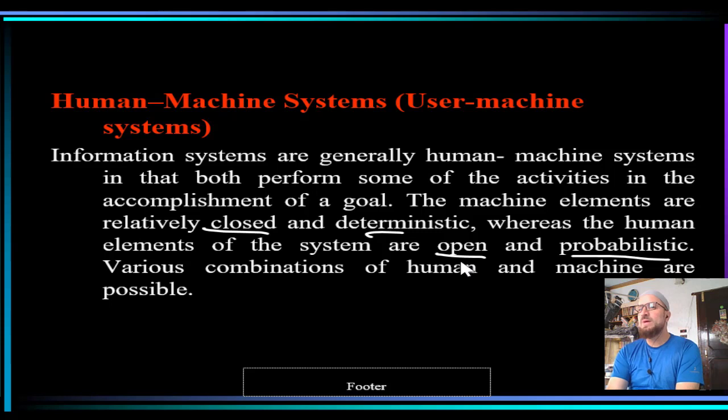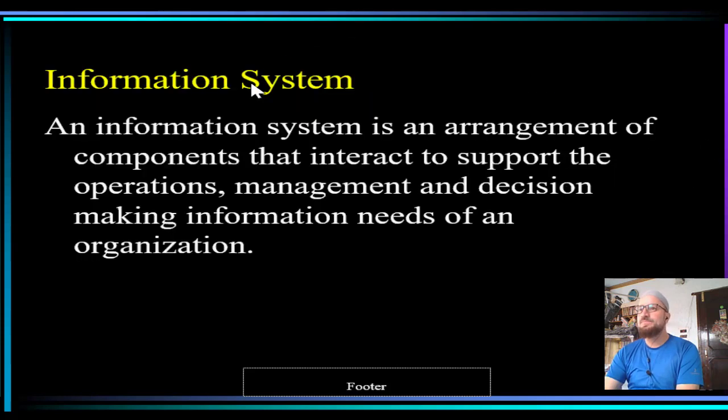But the human part is open and probabilistic. Now if we talk of the information system, it's an arrangement of components that interact to support operations, management, and decision making, what an organization requires. So an organization requires that you have to get the inputs, you have to get the outputs.